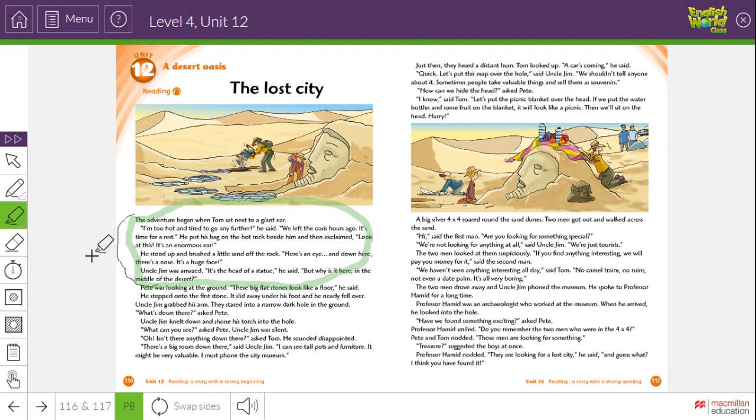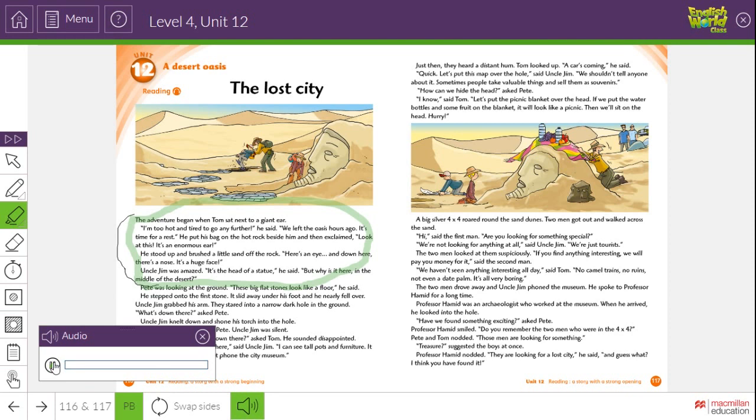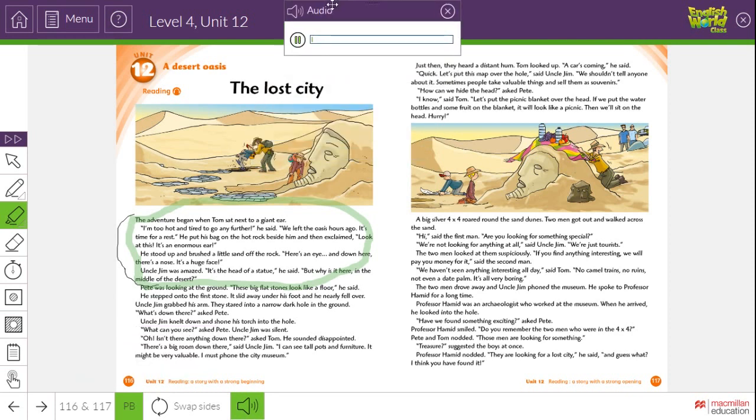The first question is, why was Uncle Jim amazed? Okay, we want to listen very carefully and find out the answers. Let's listen here. Poster 12 and Pupil's Book Unit 12, page 116.